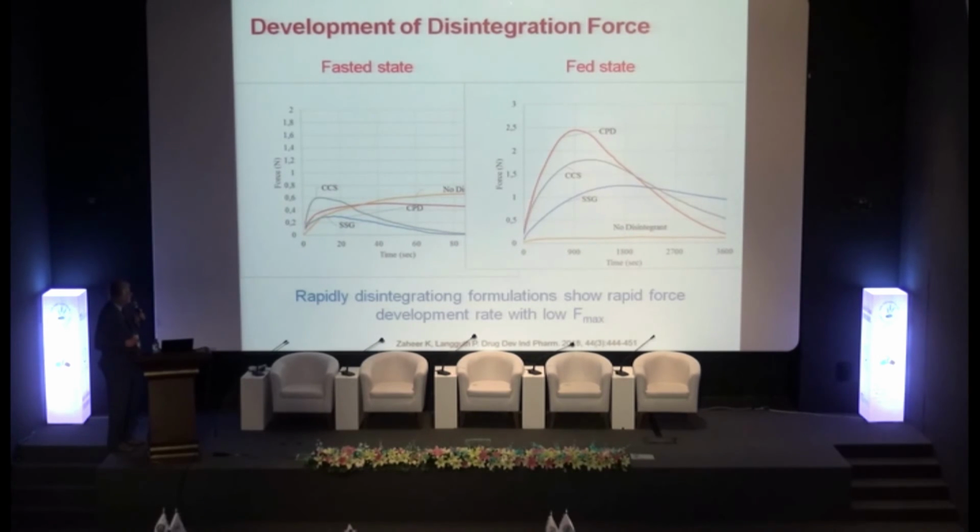So for the fasted state, where we have fast disintegration, we have low Fmax, and we have a very fast disintegration force development rate. So very high slopes here. And that can be easily explained because water is going into the tablet very quickly, and then the tablet is disintegrating, and then the force is gone. So the curves must be like that. Whereas if you are in the fed state, it takes much longer time for the force to develop, and still here the tablet is not disintegrating, and it starts slowly thereafter.